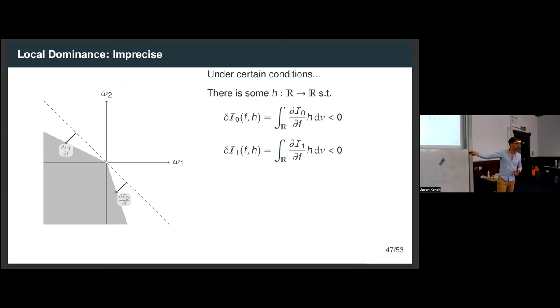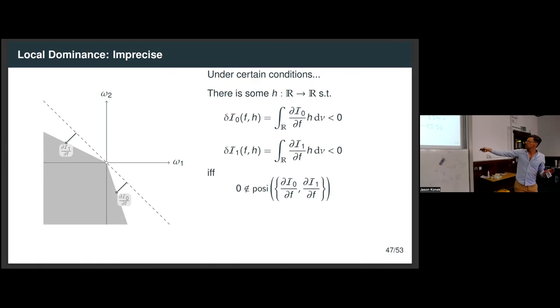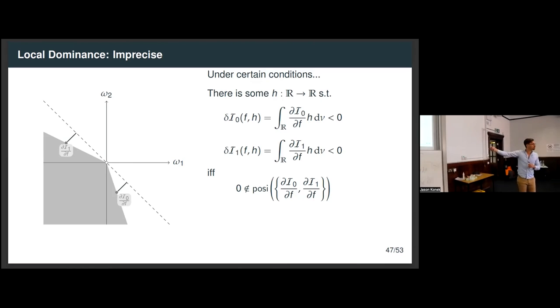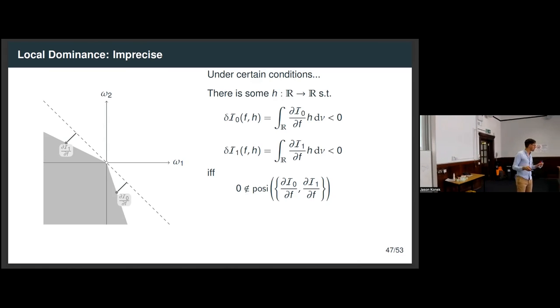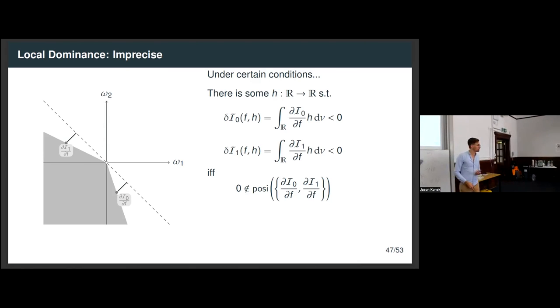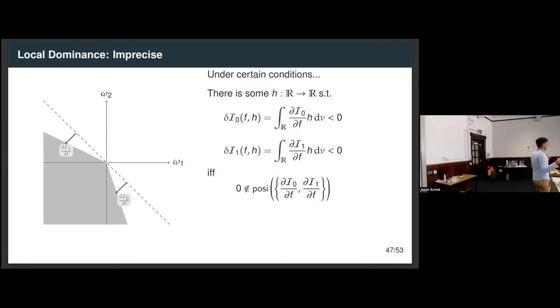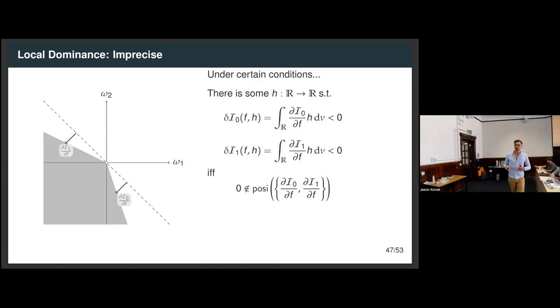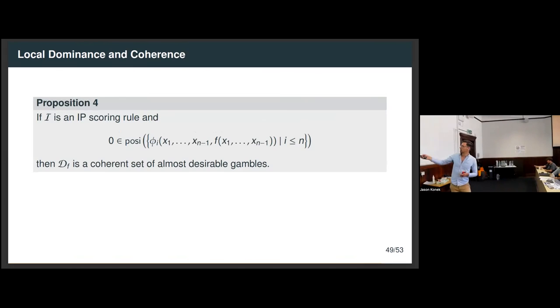And the same kind of argument applies. We can, at least under certain conditions, bend our boundary in a way that is guaranteed to improve accuracy, just in case when I look at the cone of these functional derivatives, zero is not in that cone. So we want zero to be in the cone. And then figuring out when zero is in this cone is tantamount to figuring out which things are not locally dominated relative to this model, relative to this set of scoring rules. So I will end there.